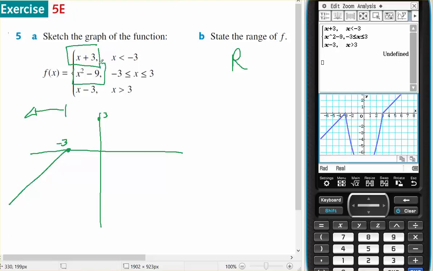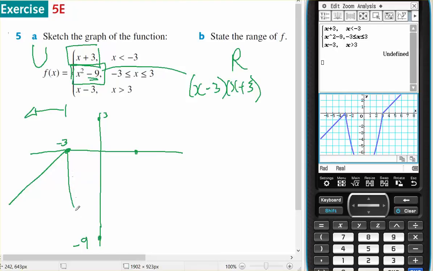This is a parabola that is a smiley face parabola and has a turning point down at negative 9. And if I factorise this, I'd have x minus 3, x plus 3. So it's going to have x-intercepts at negative 3 and 3 and look like that.